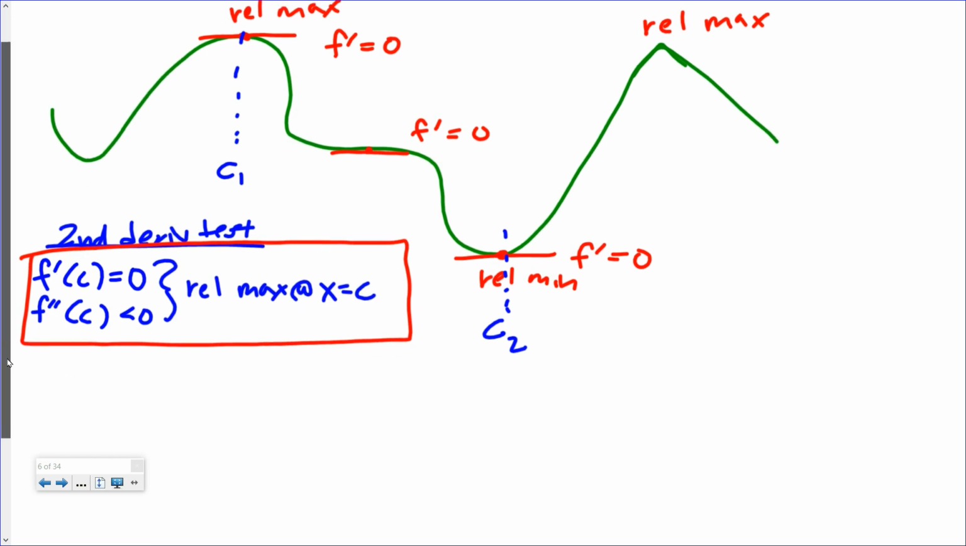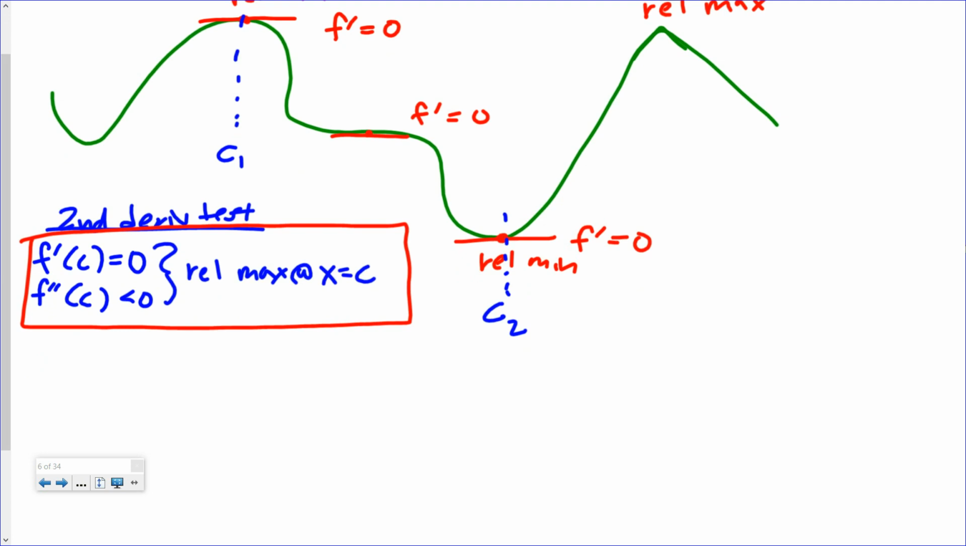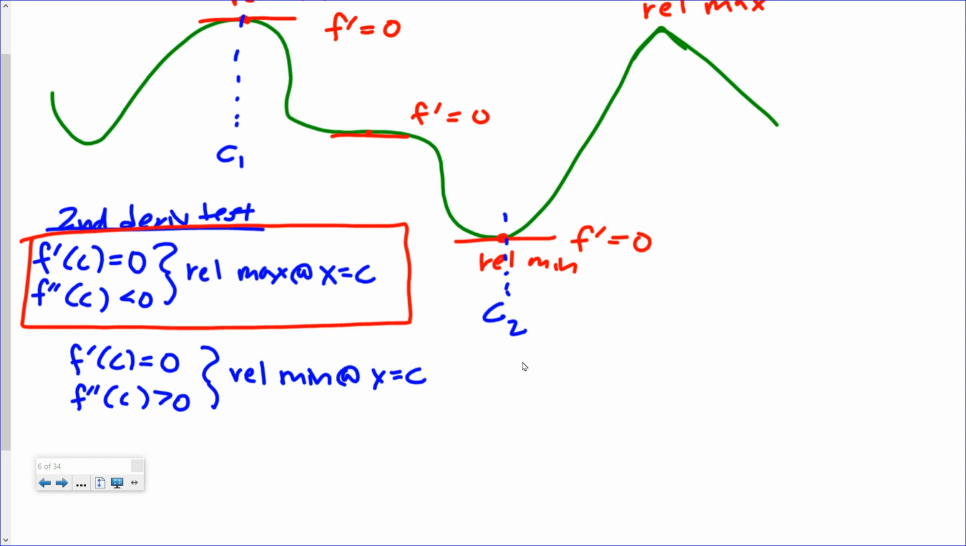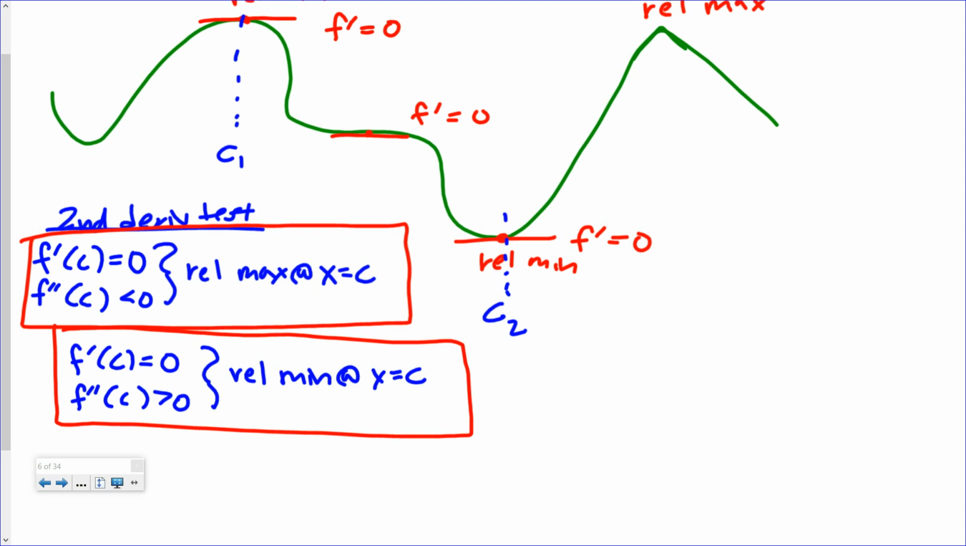Okay, how would I show, do you think, that there's a relative min? The first derivative must be 0, right? What do you think the second derivative has to be? Greater than 0. And if those things are true, then the second derivative test says that you have a relative min. But make sure you understand, it's at a certain critical point. It's at a point. You don't have relative min all along the graph. It's only at that one point. Okay, so that's got to be true. And this is the second derivative test.